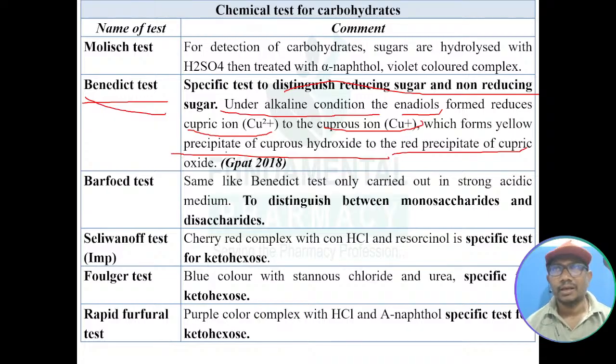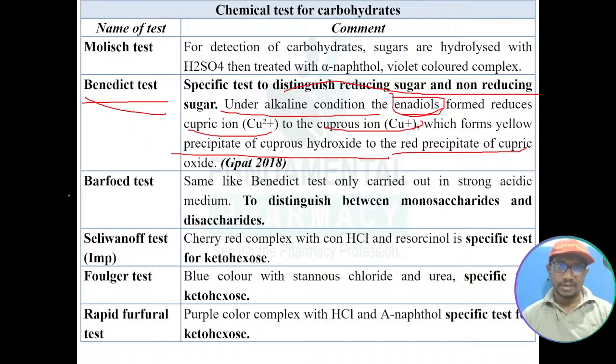What does reducing sugar mean? Sugar having either a free aldehyde or ketone group. Any sugar that has a free aldehyde or ketone group is known as a reducing sugar, right? Only if there is a free aldehyde or ketone group will enediols form. If there is a free aldehyde or ketone, it will form enediols in the basic solution. That enediol can reduce an oxidizing agent like copper. This was a question asked multiple times in GPAT, NIPER, DI, Pharmacist.